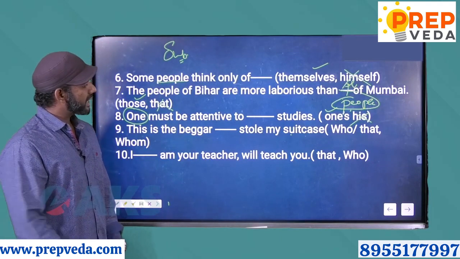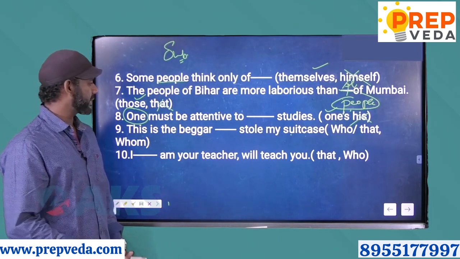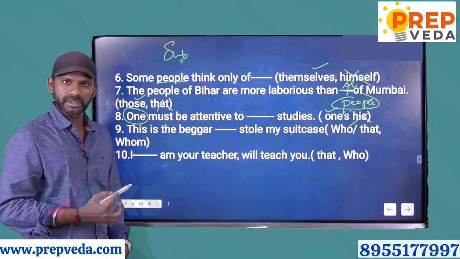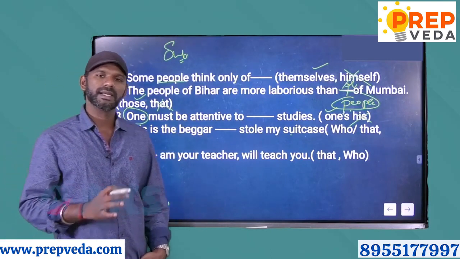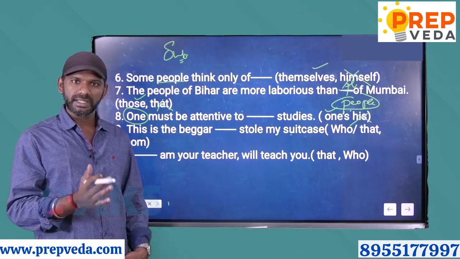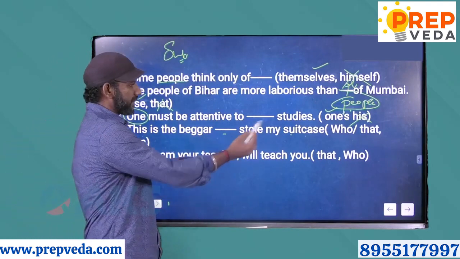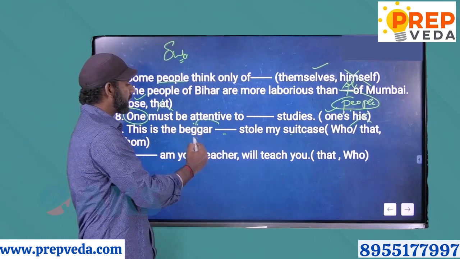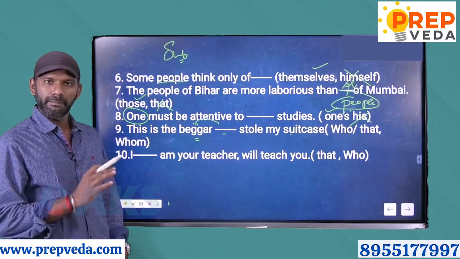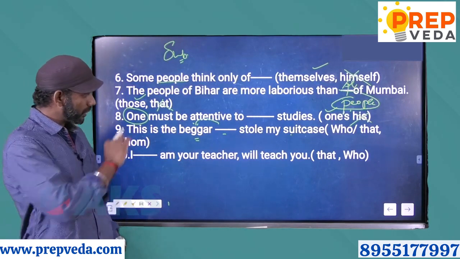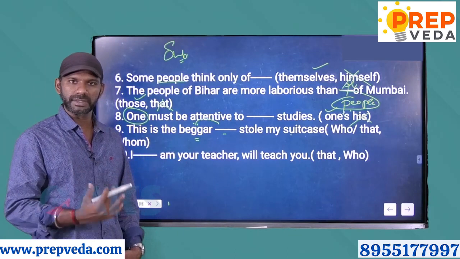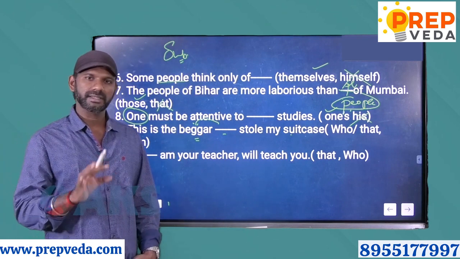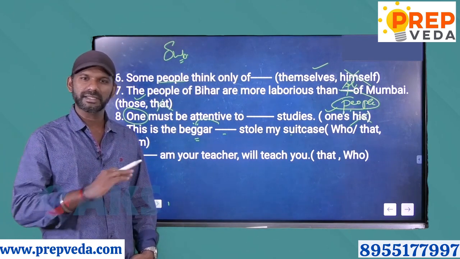This is a beggar dash stole my suitcase, right? Now, who, that and whom are relative pronouns. We discussed a rule regarding relative pronouns. Every relative pronoun refers to a noun that comes immediately before it. This blank must be filled with a relative pronoun because the options here are relative pronouns. And the noun that comes immediately before the relative pronoun is beggar. Beggar is a person. So who, whom and that can be used to refer to persons. Who and whom are anyway used to refer to persons. That can be used to refer to persons, non-living things like objects, animals, birds, everything in fact.